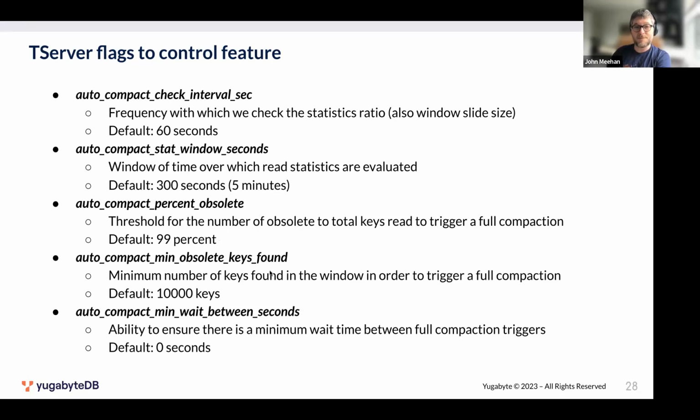We also include a minimum number of obsolete keys found. Essentially, we don't want this to be compacting if, say, 1 out of 1 reads was an obsolete key over that 5-minute window. That's not a good indication that we should compact at that point. And then we also include this additional flag, which is turned off by default, but essentially you can put a minimum wait time between these full compactions. So if, for instance, you're generating enough obsolete data that you are triggering these compactions every 15 minutes or so, you can potentially add additional wait time between those compactions so that you're not constantly running full compactions.